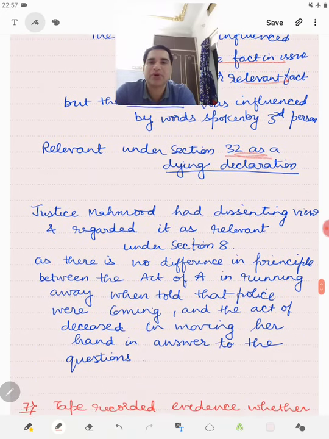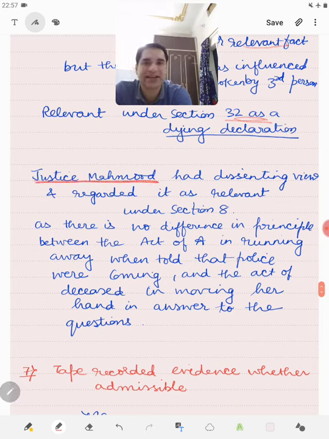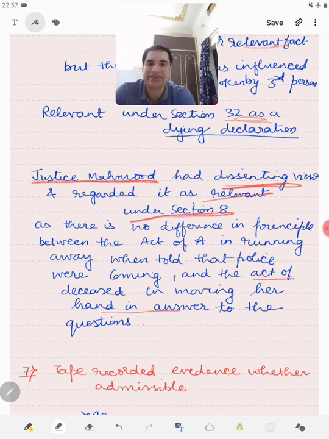But there is one important thing in it: Justice Mehmood, who was there as a part of the bench, gave a dissenting view, and he said that it can be regarded under Section 8 because the act of the deceased moving her hand in answer to the question and the act of a person running away when told that police were coming are almost the same, because both are conduct which is affected and influenced by a person who is told by a third person that, look, police are coming to catch the person who had done the crime, and after hearing this the person starts running.